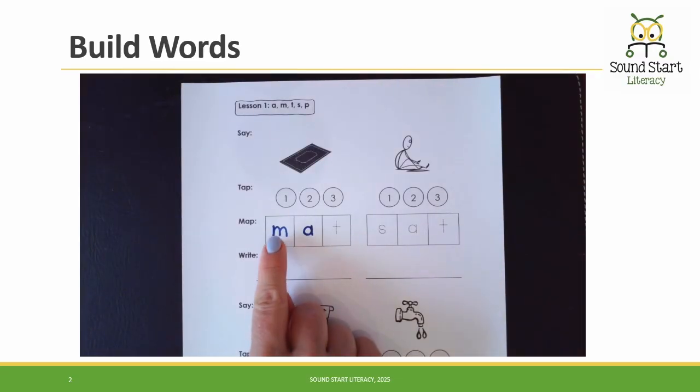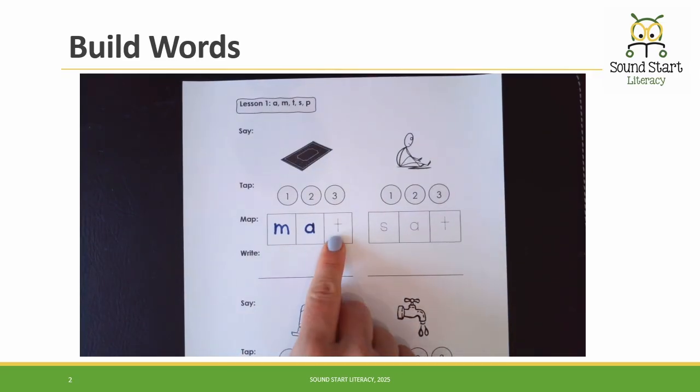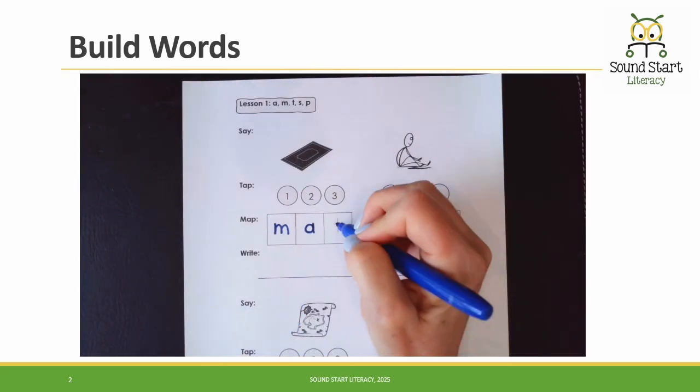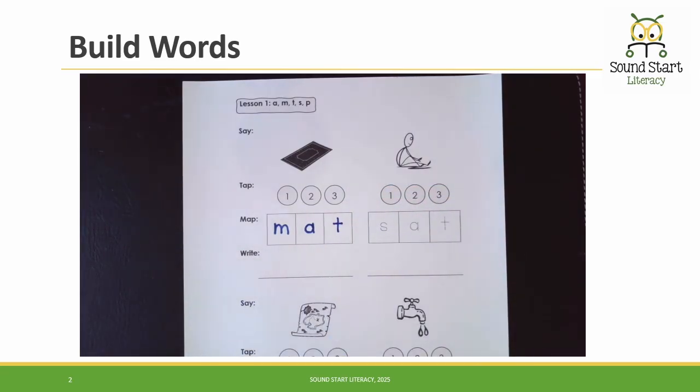So now we have ma, but we need one more sound. Mat. So now we're going to do that t sound. Watch me. I'm going to show how to do the t sound, and then the child is going to copy it.